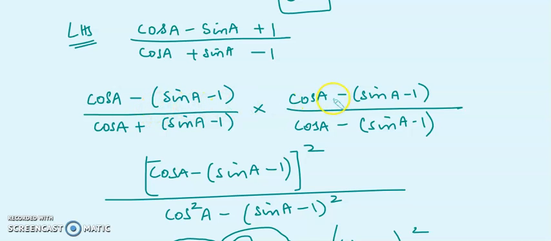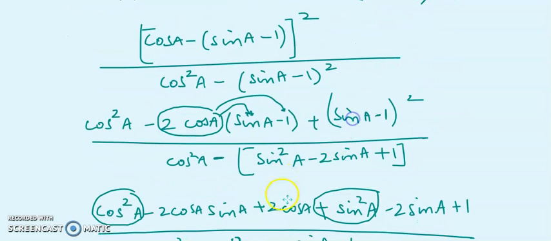Numerator becomes A minus B into A minus B. So A minus B whole square. Denominator is A square minus B square. So first step I've done is A is my cos A and B is sine A minus 1. The whole square. So cos square A minus 2 cos A into sine A minus 1 plus sine A minus 1 the whole square. And denominator, I have this B square which is A minus B the whole square. So that I've opened up.